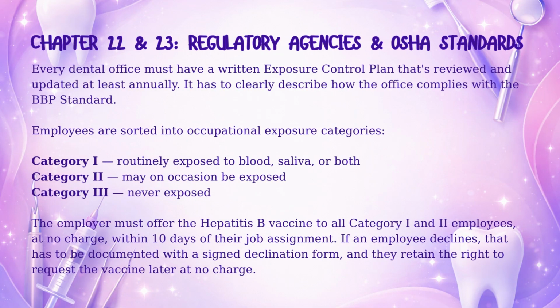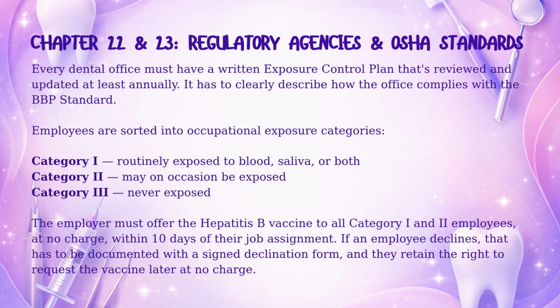This is one of the most heavily tested pieces of Domain 4. Every dental office must have a written exposure control plan that's reviewed and updated at least annually. It has to clearly describe how the office complies with the BBP standard. Employees are sorted into occupational exposure categories. Category 1 employees are routinely exposed to blood, saliva, or both. Category 2 may on occasion be exposed, and Category 3 are never exposed.